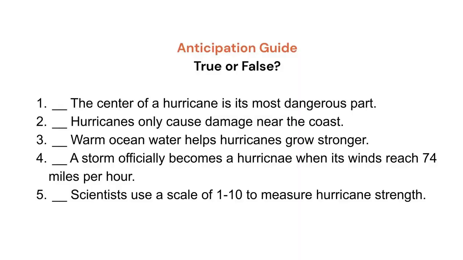Before reading, students would evaluate each of these statements and determine whether or not they are true or false based on their prior knowledge. So number 1, the center of a hurricane is its most dangerous part. Number 2, hurricanes only cause damage near the coast. Number 3, warm ocean water helps hurricanes grow stronger. Number 4, a storm officially becomes a hurricane when its winds reach 74 miles per hour. And number 5, scientists use a scale of 1 to 10 to measure hurricane strength. Again, during reading and/or afterward, students return to that anticipation guide to revise their answers as needed.